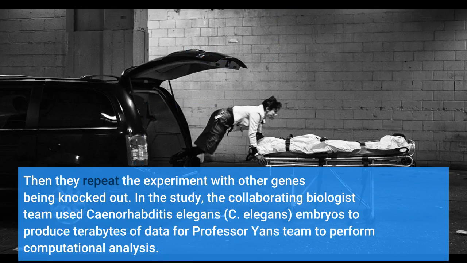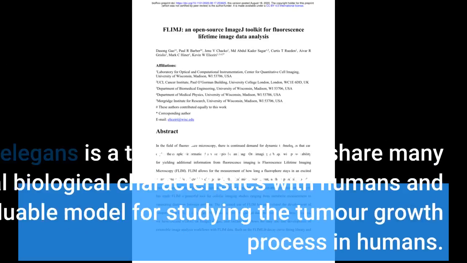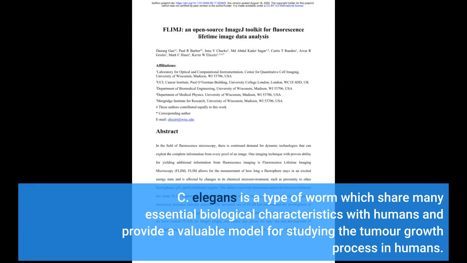In the study, the collaborating biologist team used Caenorhabditis elegans, C. elegans, embryos to produce terabytes of data for Professor Yan's team to perform computational analysis. C. elegans is a type of worm which shares many essential biological characteristics with humans and provides a valuable model for studying the tumor growth process in humans.